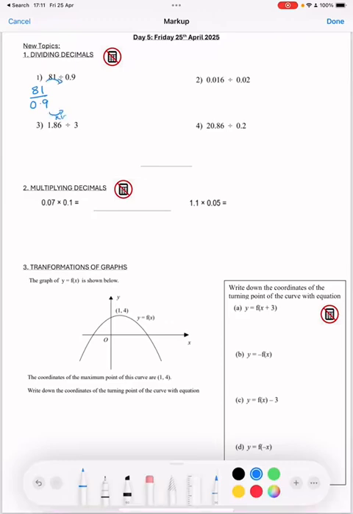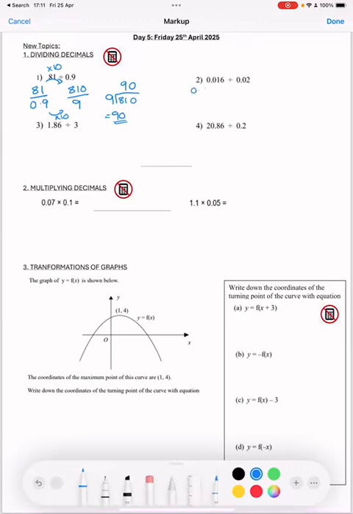So I'd have to times this by 10, and to keep it equivalent, times the top by 10 as well. 810 over 9, and then just do that division. So 9s into 810 is going to be 90, and that's my answer. I don't need to change anything because I multiplied the top and the bottom by the same number.